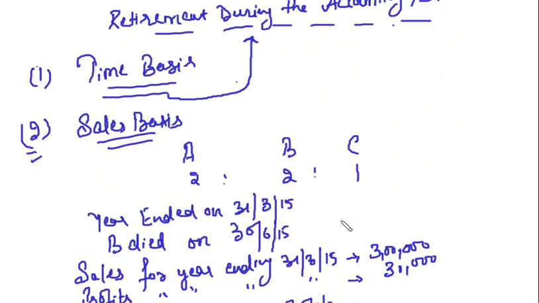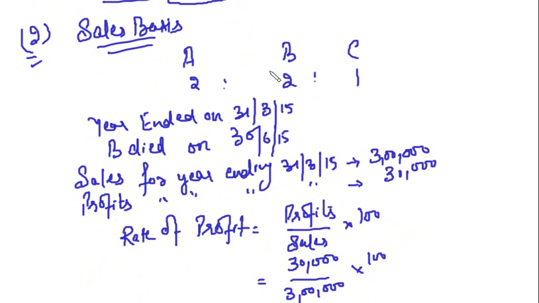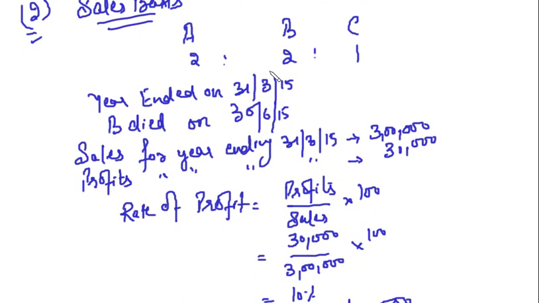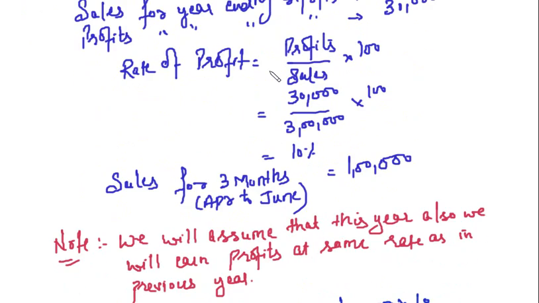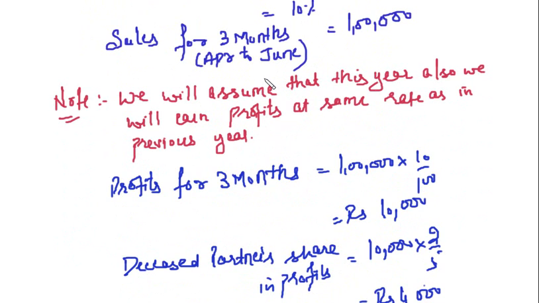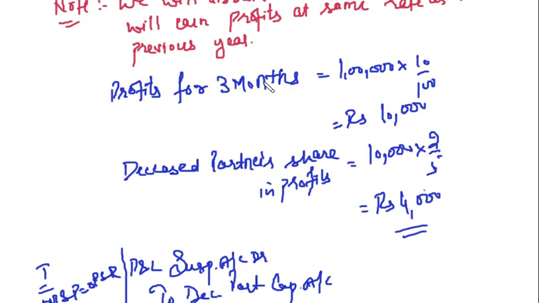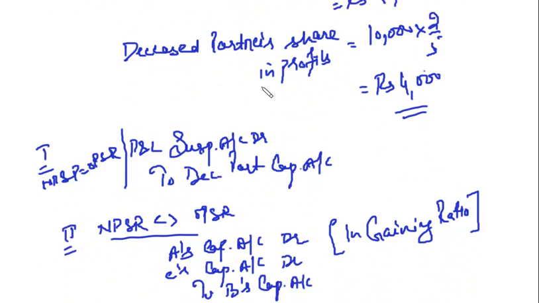If it is on the time basis, then refer to the last lecture in which we have done the retirement during accounting year. And if it is on the sales basis, then you will have the sales for the last year. You will have profits for the last year, previous accounting period. You can calculate the rate at which the profits have been earned, and we assume that this year also we will earn the profits at the same rate, right? Then we have the sales for 3 months, so we apply the profit rate, right? We can calculate the profits for 3 months. Then we can calculate the deceased partner's share in profits, and then two cases are absolutely same.